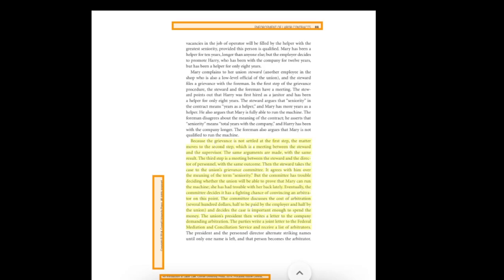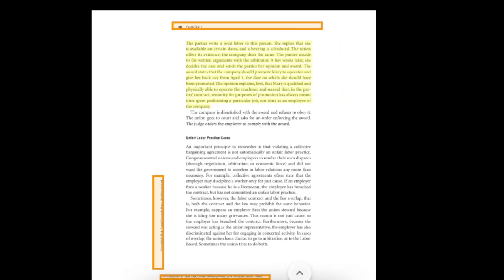The union's president then writes a letter to the company demanding arbitration. The parties write a joint letter to the Federal Mediation and Conciliation Service and receive a list of arbitrators. The president and the personnel director alternate striking names until only one name is left, and that person becomes the arbitrator. The parties write a joint letter to this person. She replies that she is available on certain dates, and a hearing is scheduled.